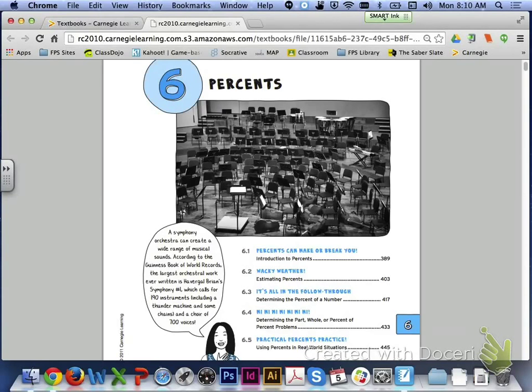In Lesson 6.1 we'll be introduced to percents today. 6.2 will be estimating with percents. 6.3, determining the percent of a number. 6.4, determining the part, whole, or percent of percent problems, and we'll be finishing up with using percents in real-world situations.